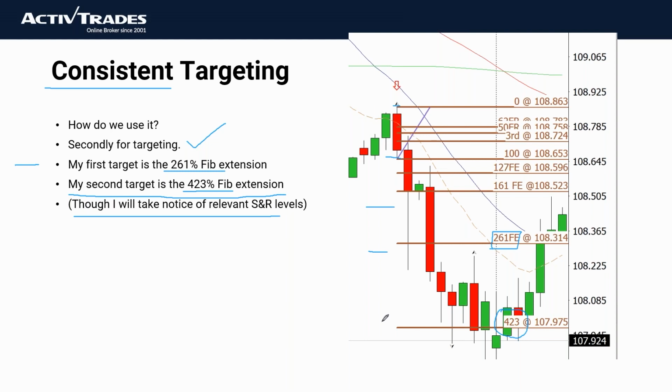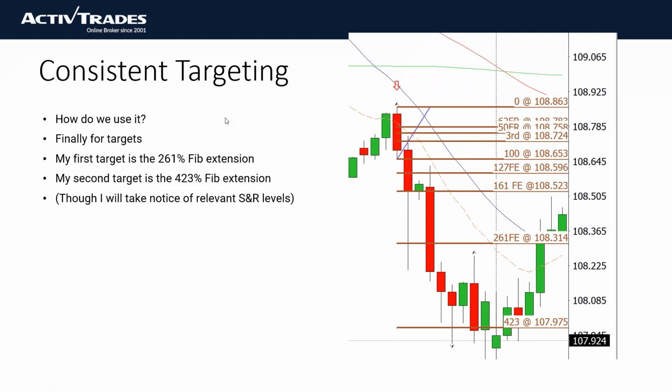I want to be aware of that. I want to have situational awareness of what's going on around me. But what I'm looking for is the 261 fib extension as my first target, and 423 as the second target. Hopefully you can already see that if I have a range here, then that target starts to help me improve my reward to risk. It helps to improve those KPIs, that R number, which I'm always looking at ways to try and improve.